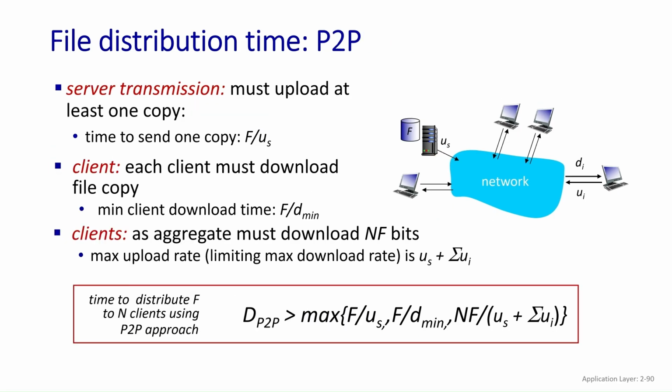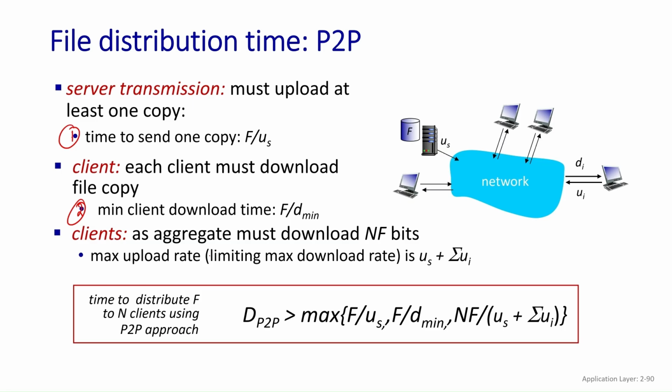But taking the same scenario, let's talk about peer-to-peer file transfer. Again, we know this is the time required to send one copy of the file, that is, we divide the size of the file by the sending capacity of the server. This is the time required to download one copy of the file by a client: the size of the file divided by the download rate of the client, or the minimum download rate.